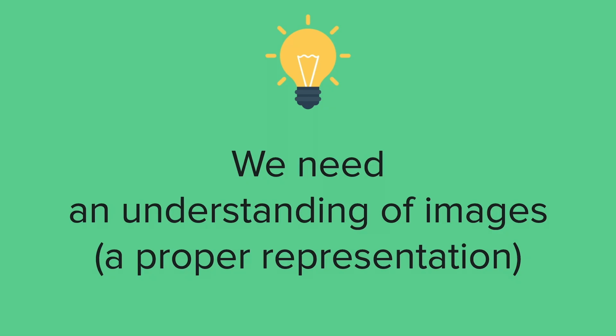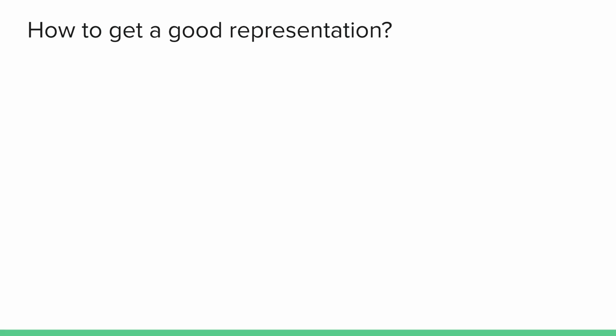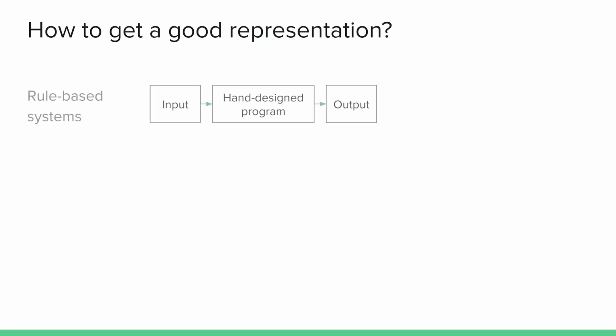So it doesn't really have an understanding of images. So what could we do instead? Well, we need this sort of understanding of images. And in images, we know that pixels that are nearby are often related, and we need to extract a meaningful representation of this. So, how do we get a good representation here?